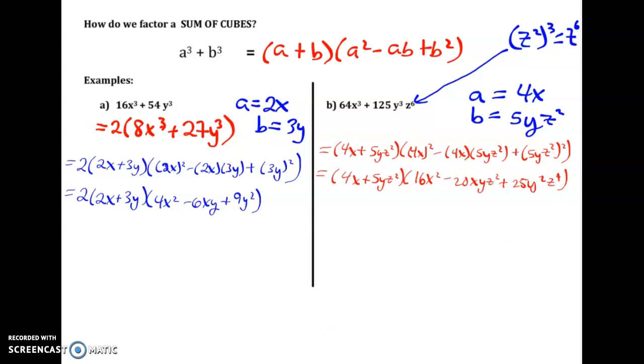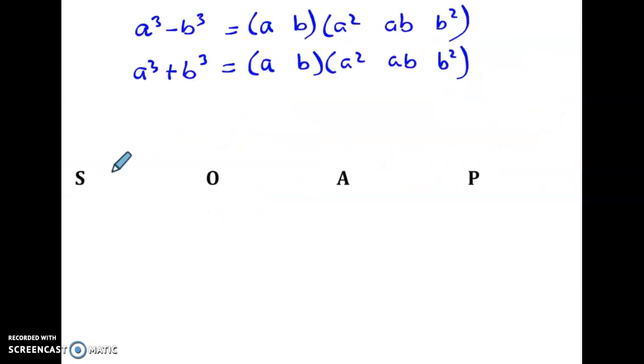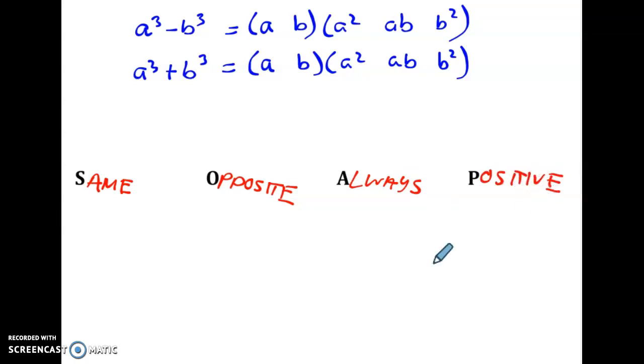So you might be asking yourselves, how do I remember these patterns? Okay, and there is a little trick to remembering them. So the trick here is SOAP. So the S here stands for same, the O stands for opposite, the A stands for always, and the P stands for positive. So same, opposite, always, positive.